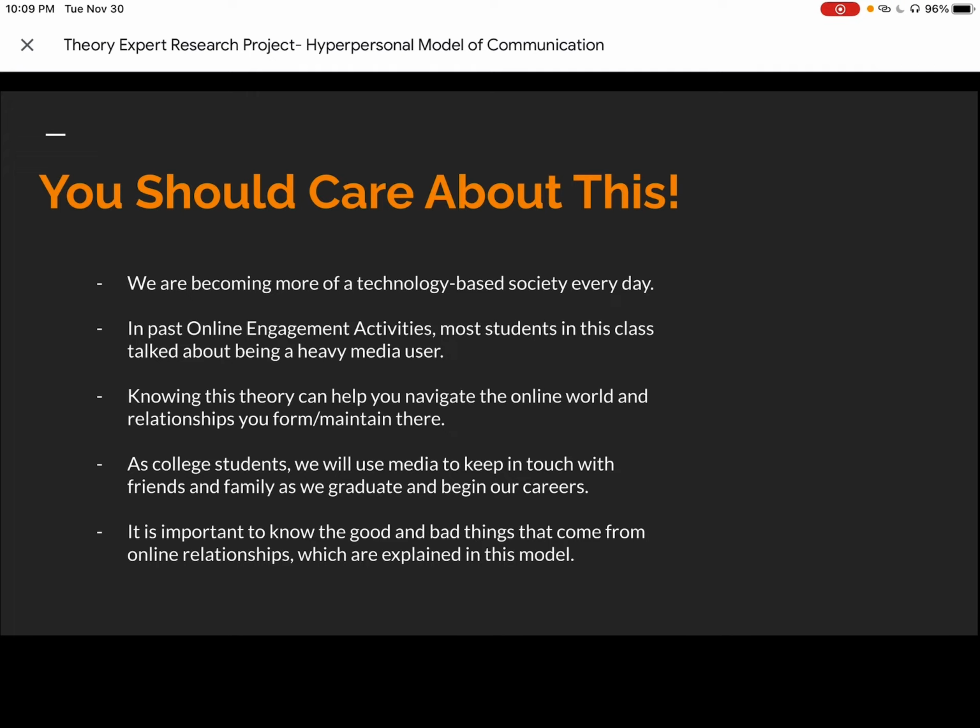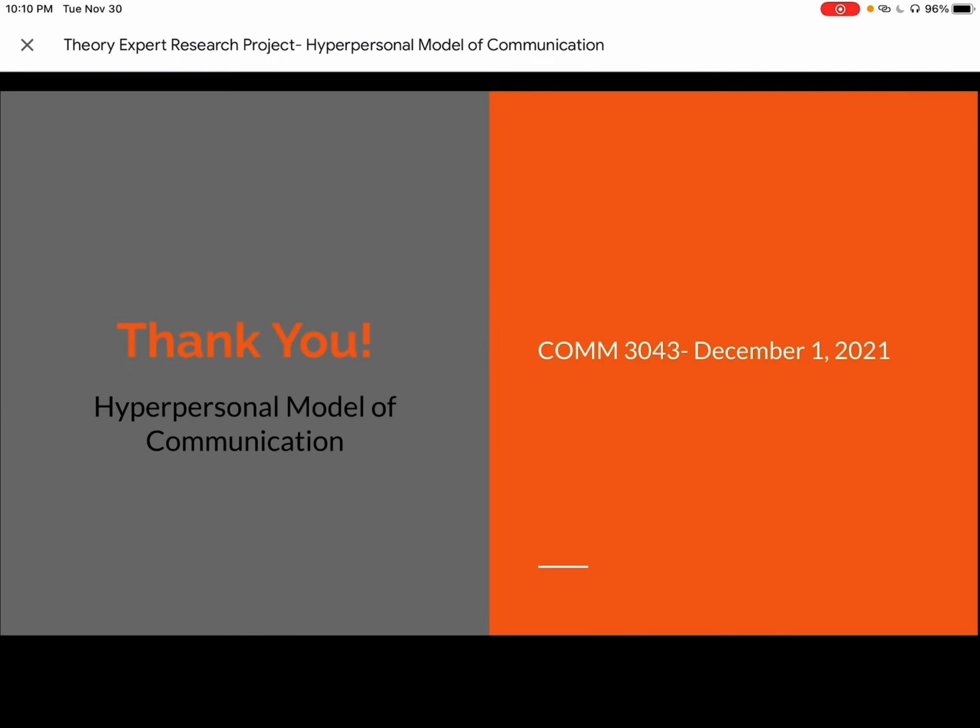Another reason is because you're all heavy media users, as you talked about in an OEA a few weeks ago. A lot of us maintain relationships with people solely through computer-mediated communication. So this theory already relates to us a lot. The hyperpersonal model can help you navigate the world as we become more and more connected through technology. It is also important to know the good and bad things about the relationships we have online, as explained in the model. So that's all I have for this presentation. I hope that through this you learn more about the hyperpersonal model of communication and have an interest in this model like I did.